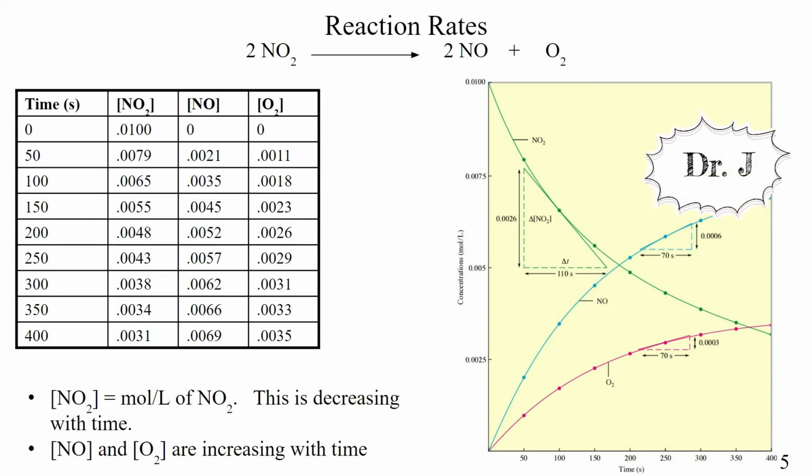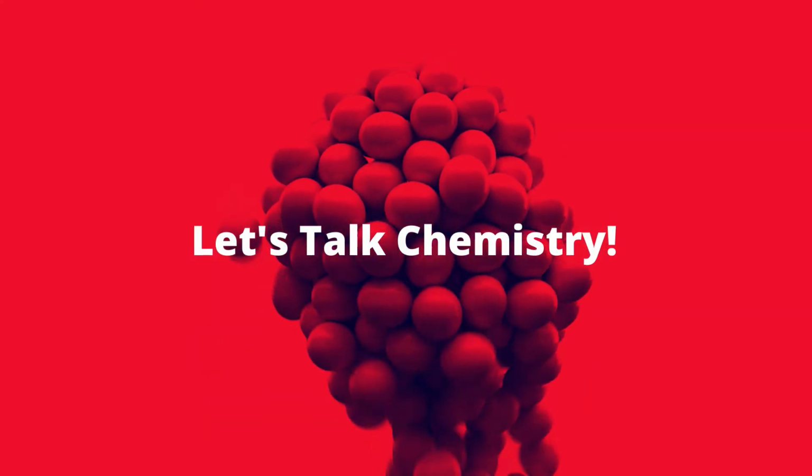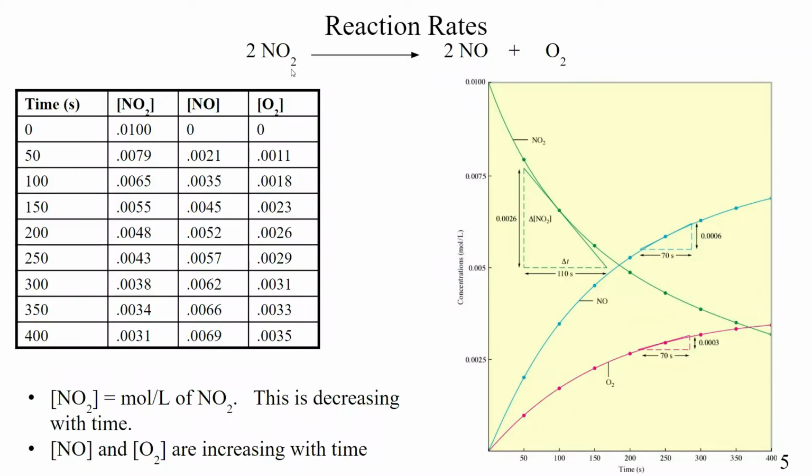All right, so we got a chemical reaction going on here. We got 2NO2 giving me 2NO plus O2. Now I have two things to show you guys here. I got the table that has all my data in it, so I got my times and all that, and then I have the actual graph of this data here.